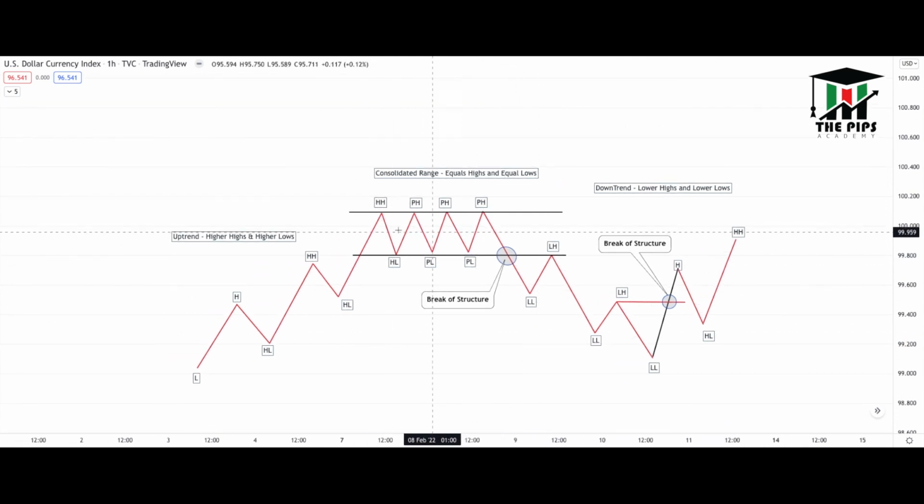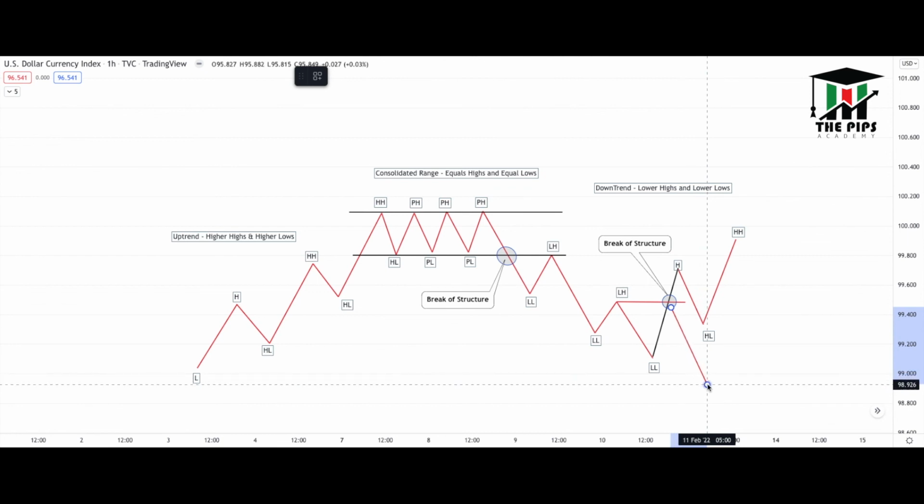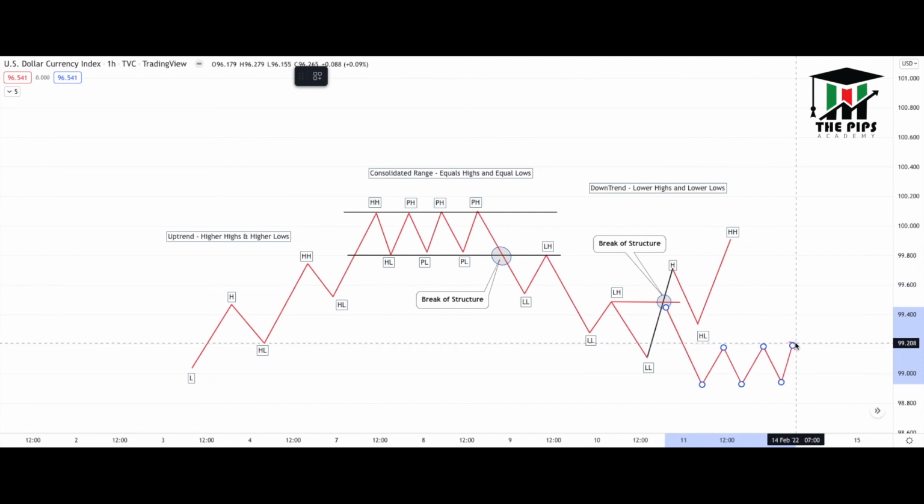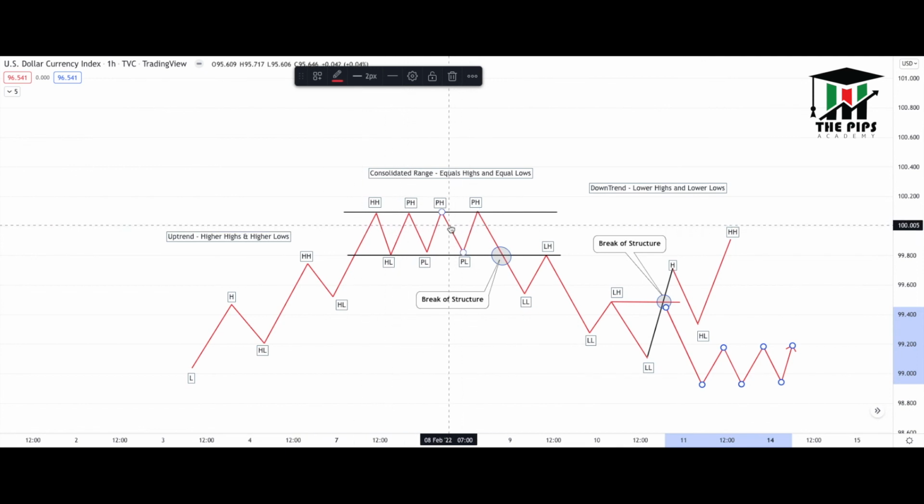Now, a consolidated range can happen in a down structure as well. If a down structure was continuing down like so, it can actually move in a consolidated range as well, producing equal highs and equal lows. So it doesn't necessarily have to be in an uptrend. It can happen on a downtrend as well. So like I said, uptrend, higher highs, higher lows; consolidated range, equal highs and equal lows; downtrend, lower highs and lower lows. You get a break of structure once the previous low or the previous high is broken.